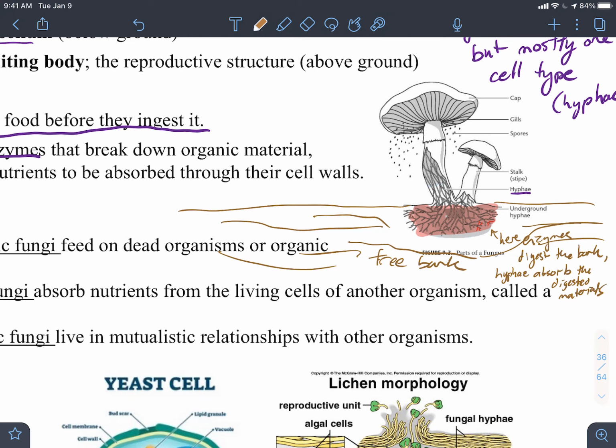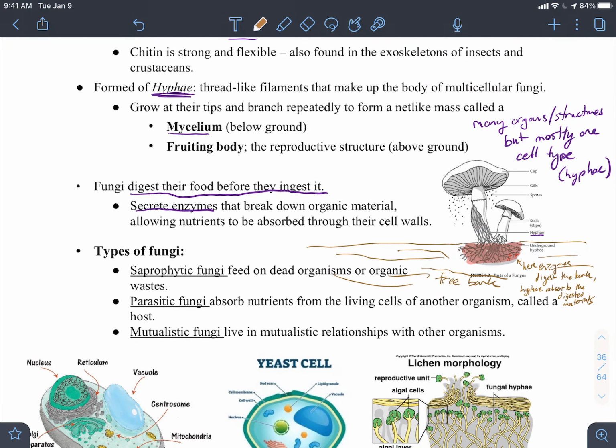So they really break down the material outside of the cell, and that's kind of the interesting part. They're breaking down the material outside of the cell, and then the cell just has to absorb that raw material. And that's quite a bit different from any other organism we've talked about yet. Well, yeah, I would say it's pretty much different from all of them.